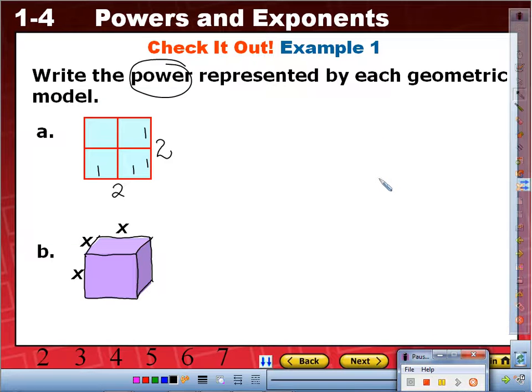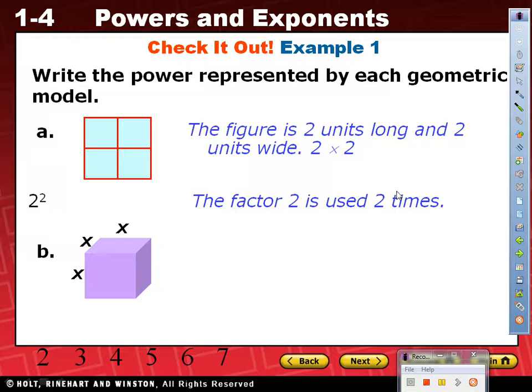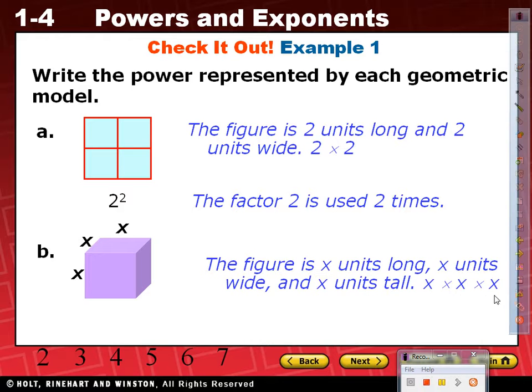Okay, let's see. For A, who saw that it was 2 by 2, therefore it's 2 squared. Okay? This one is a cube, so therefore this is x times x times x, so therefore this is x cubed. Hands for that one. Okay? So, next, copy this next one down, please.